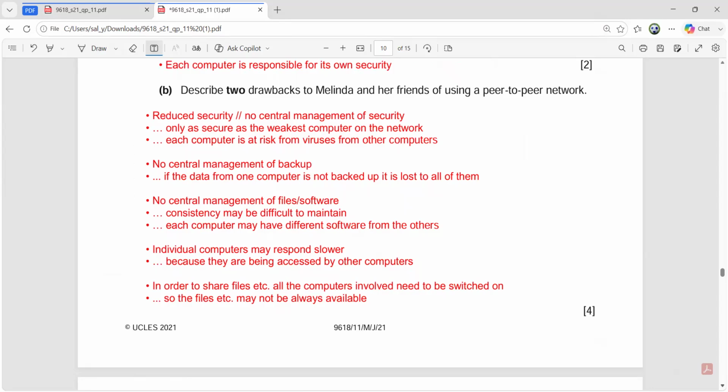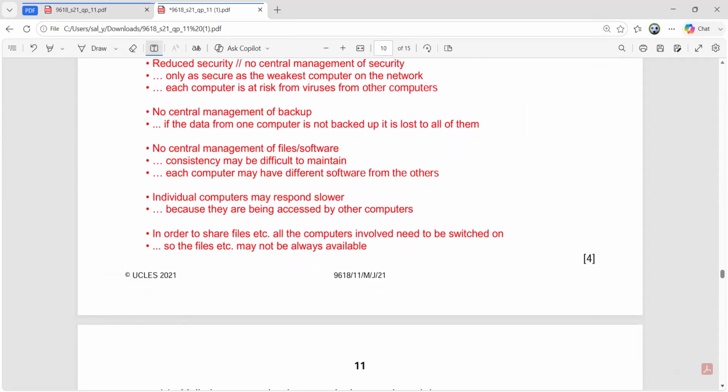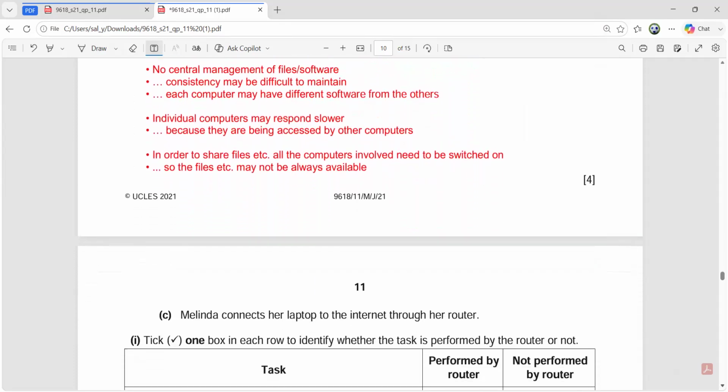Another point, individual computers may respond slower because they are being accessed by other computers. Another point can be, in order to share the files, all the computers involved need to be switched on, so the files may not always be available. So these are the basic drawbacks. If a child has mentioned any two, describing them properly, the marks are going to be his.